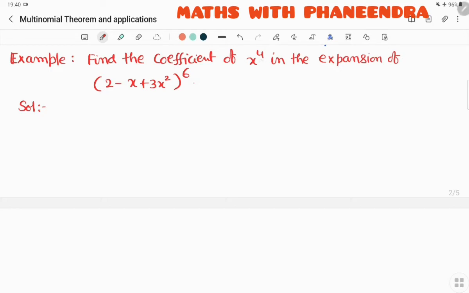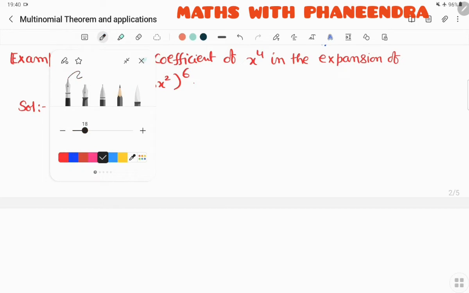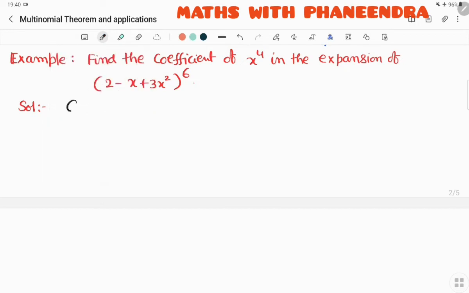The power is 4 here. Here the expansion power is 6. So first, given the expansion and the working, you should write the given expansion as per the procedure of the multinomial theorem. Given expansion (2 minus x plus 3x square) whole power 6.